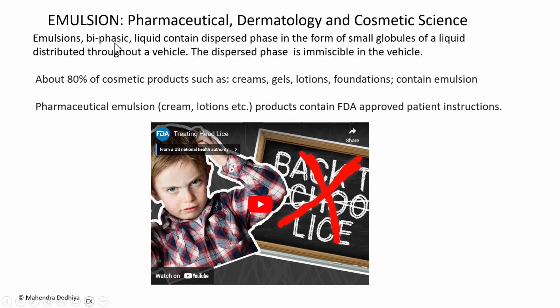Emulsion is a biphasic liquid that contains dispersed phase in the form of small globules of liquid distributed throughout the vehicle. The dispersed phase is immiscible in the vehicle. About 80% of cosmetic products, such as gels, creams, lotions, and foundation, contain emulsion. Pharmaceutical emulsions may contain FDA-approved ingredients. Here is an example of it.